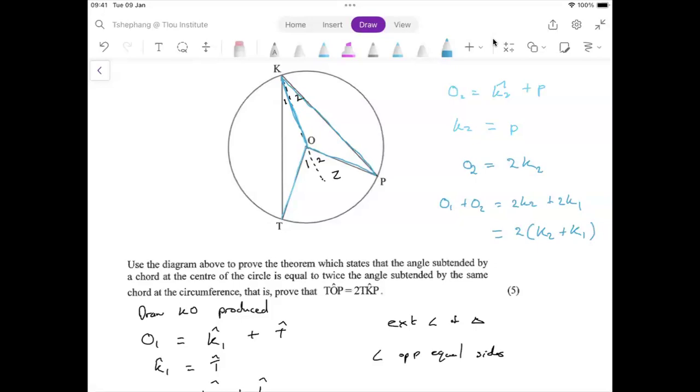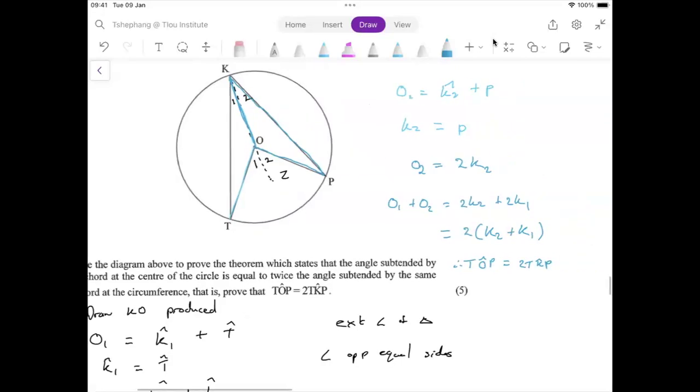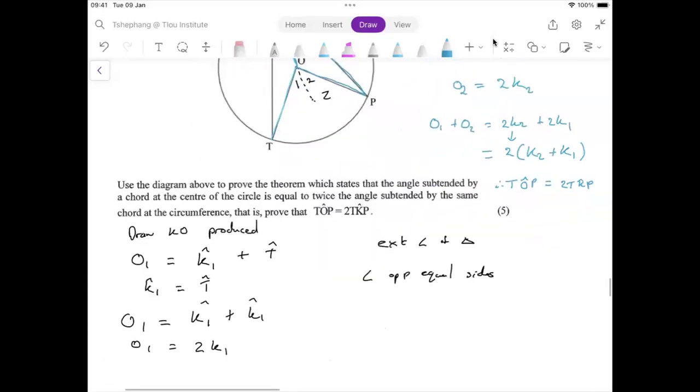Now, it's quite evident that angle O of TOP is equal to 2 times angle K of TKP because of the 2 that is in front. Remember, this is O1, then O2 is just 2 times that. Okay, there's a question: what if you say base angles of an isosceles triangle are equal? That's perfectly fine. You can use that.